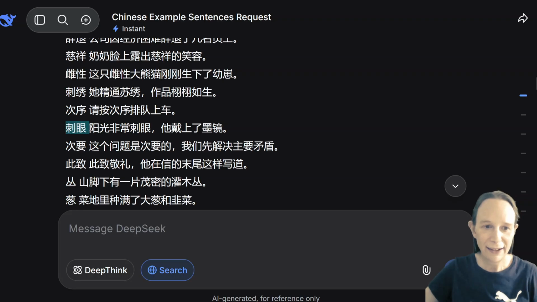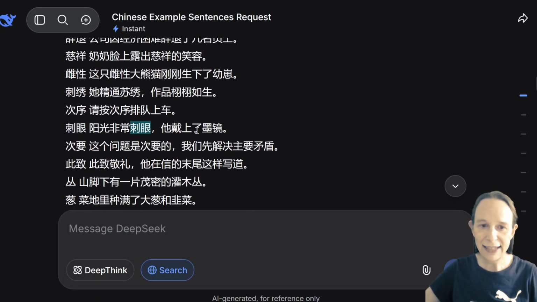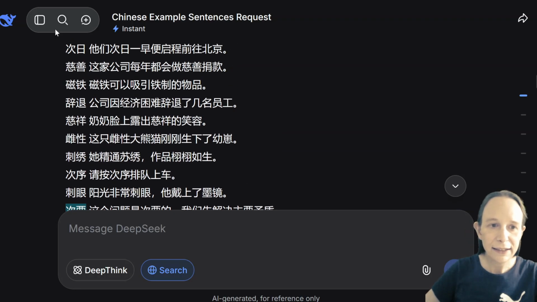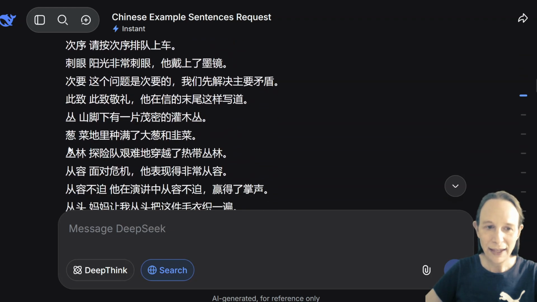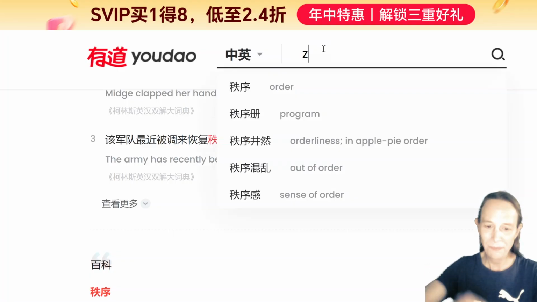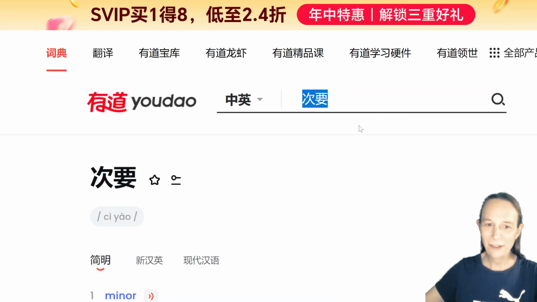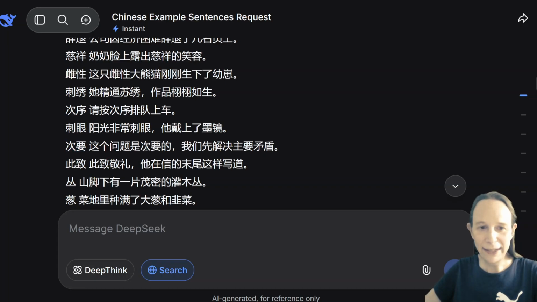Anyway, okay. 字眼 we did eye piercing, like bright light. 阳光非常刺眼，他戴上了墨镜 sunglasses. 次要 yeah, so we saw 次 is the next day. It's like secondary, isn't it? 次品 not good enough. 次要 referring to something that is not primary importance. The antonym is 主要. This is like primary importance, right? 次要 is non-primary. Secondary or non-primary. 这个问题是次要的。我们先解决主要矛盾. Oh, there's primary, the primary conflict.